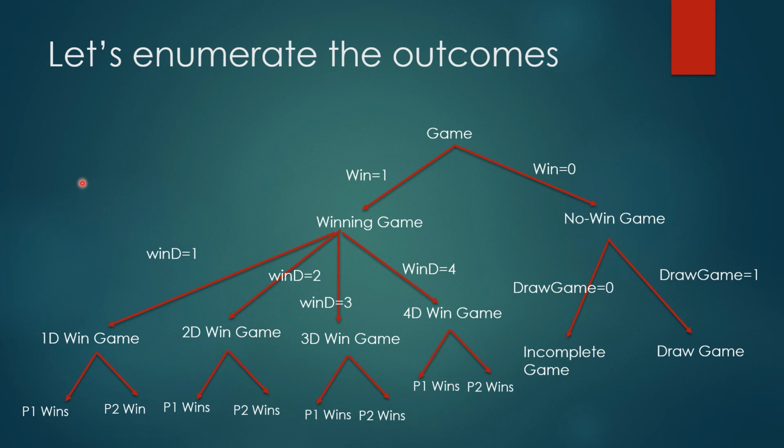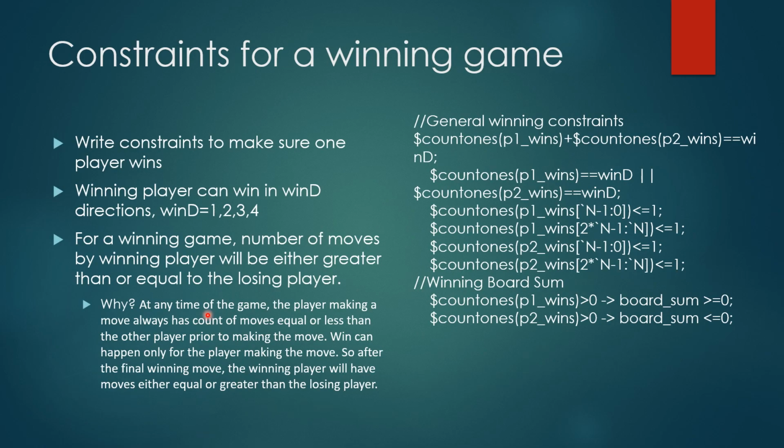So now that we know all the different outcomes, let's see how we can encode the problem and write constraints for all of these conditions. Let's now see how we can write the general constraints for a winning game. Before getting to a winning game, we had two variables. Remember that the topmost decision variable was win, 0 or 1, which was a bit, and we randomized. Once we know that win is 1, then we randomly select an integer based on 1, 2, 3, 4.